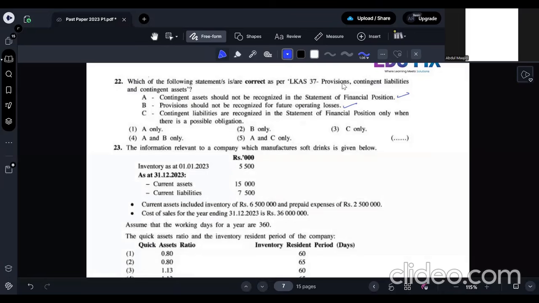So B is correct. C. Contingent liabilities are recognized in the statement of financial position only when there is a possible obligation. Wrong. Contingent liability is already a possible obligation. We don't record contingent liability in our SOSP. We show it as a note to the financial statements. So the correct statements are A and B only. Answer number 4.